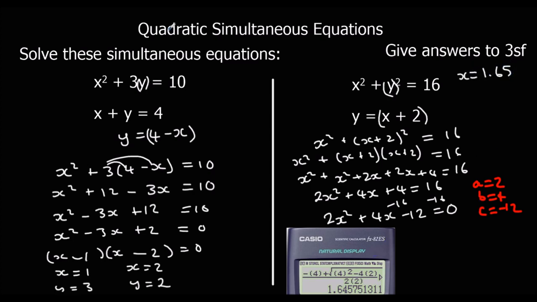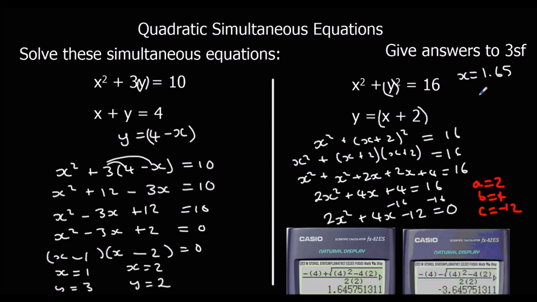1.65. And then I'm going to change it to a minus, get the second answer. So x also equals minus 3.65. Okay, so we've got y is x plus 2. So to get the y values, we have to plus 2 on. So 1.65 plus 2 is 3.65. And adding 2 onto this is minus 1.65. So they are our answers.